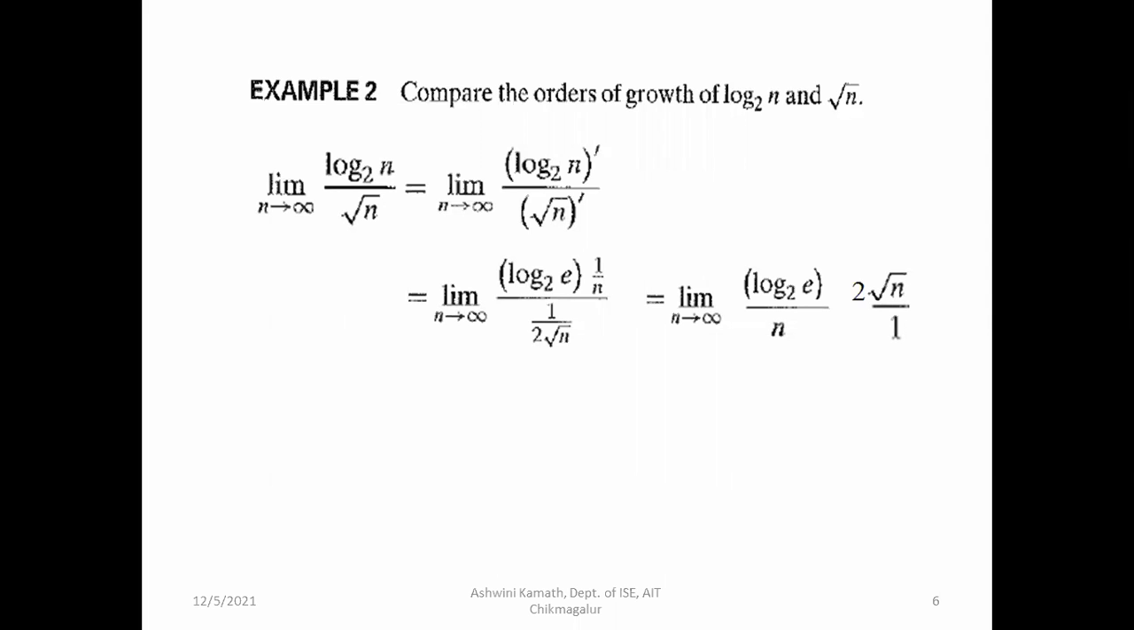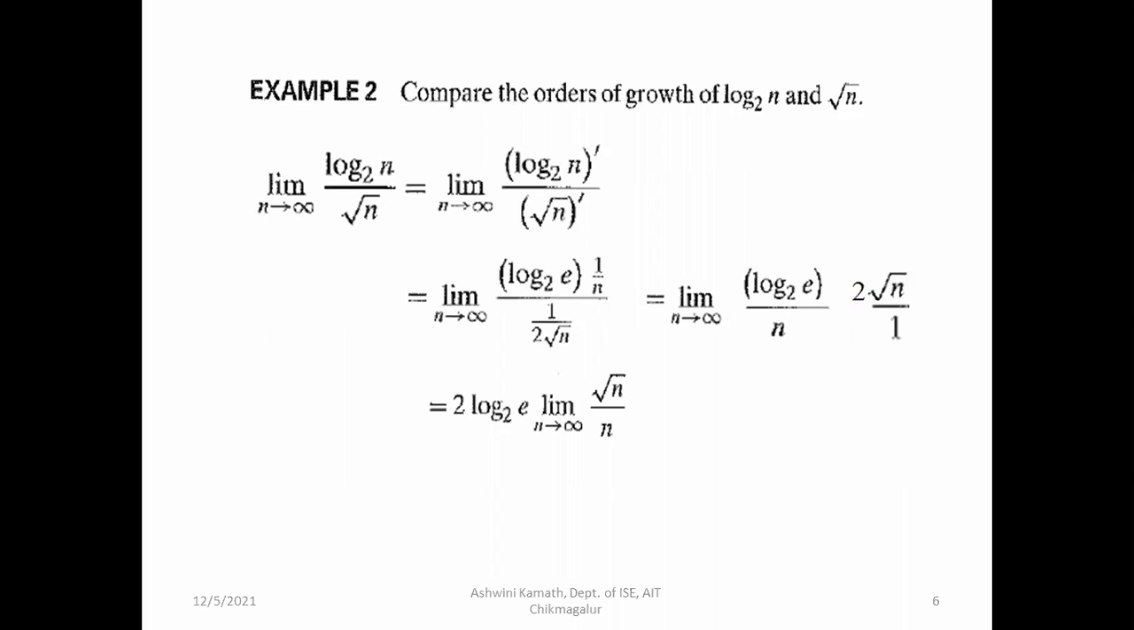To simplify this, in the numerator we have log e to the base 2 divided by n, and in the denominator we have 1 divided by 2 square root of n, right? So when we multiply, we have log e to the base 2 divided by n into 2 square root of n divided by 1. Take it to the numerator. So we'll be having 2 into log e to the base 2. It is a constant term which doesn't depend on the value of n. So take it outside: 2 log e to the base 2.